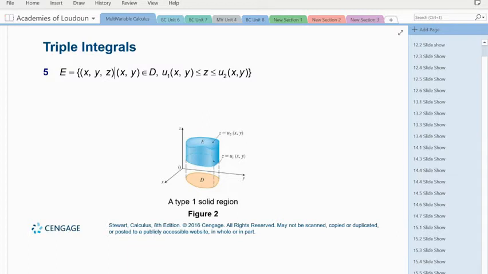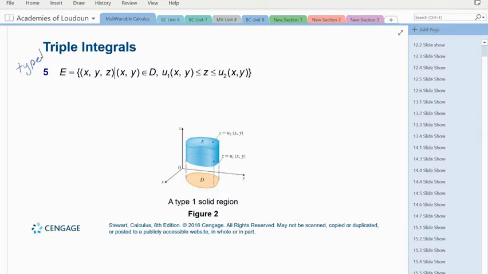The triple integral has essentially the same properties as the double integral. And we're going to restrict our attention to continuous functions f and to simple types of regions. So a solid region is said to be of type 1 if it lies between the graphs of two continuous functions of x and y, as shown in equation 5.